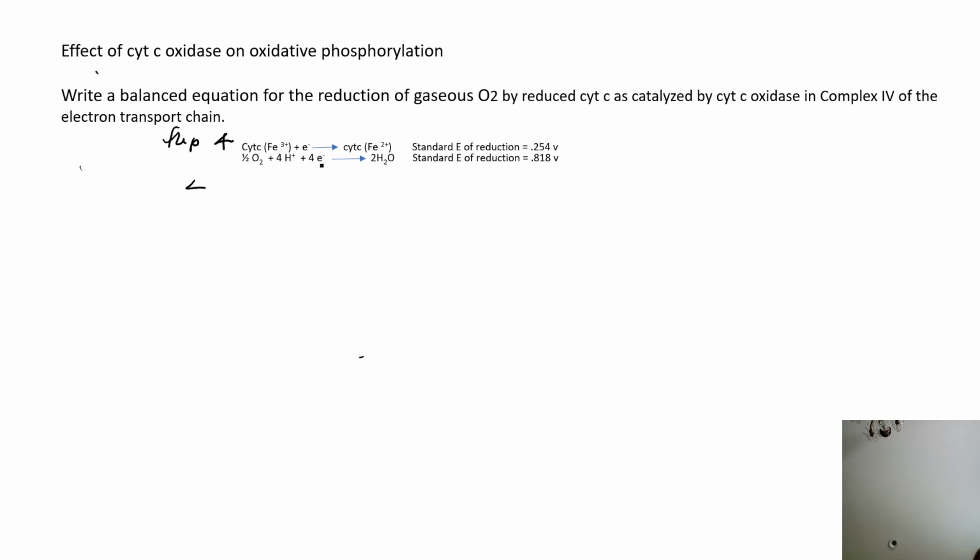So I'm going to rewrite that as 4 cytochrome C, and this is Fe2+, going to 4 cytochrome C, Fe3+, plus 4 electrons.